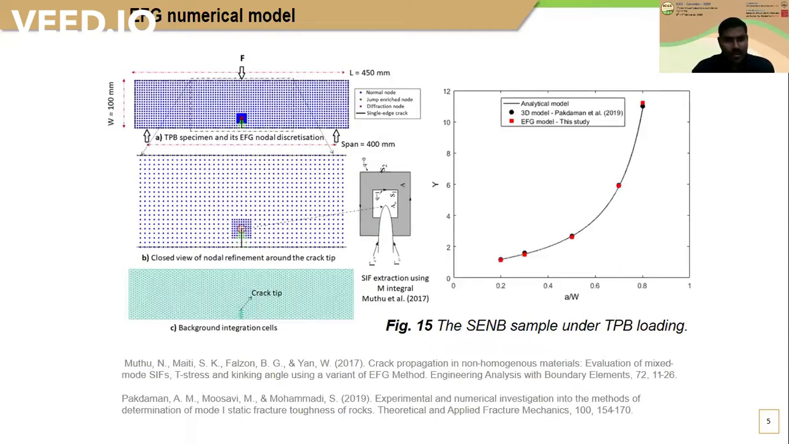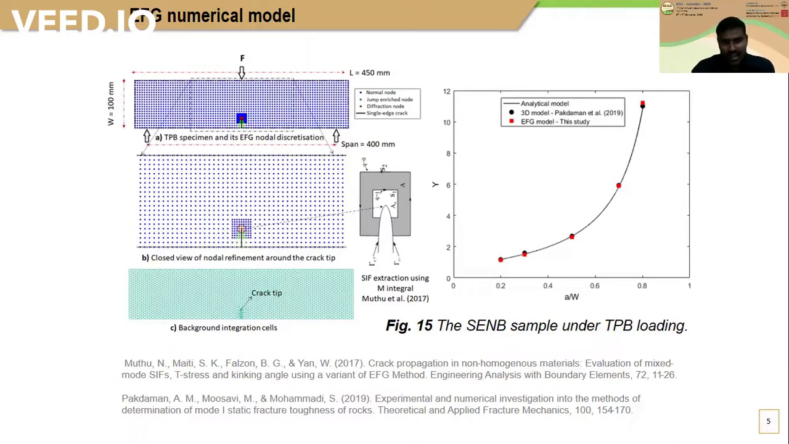This is the case study problem which we have taken from Pagdaman et al. 2019, where he developed a 3D single-edge notched beam subjected to TPB loading. We can see on the y-axis, Y, the dimensionless stress intensity factor, which is independent of material properties. So Y is purely dependent on the geometrical properties. The same results we could match for the 2D domain, where the SENB specimen is discretized using regular nodes, and towards the crack tip we made a nodal refinement, and as load increases the crack starts propagating after it reaches the critical load.